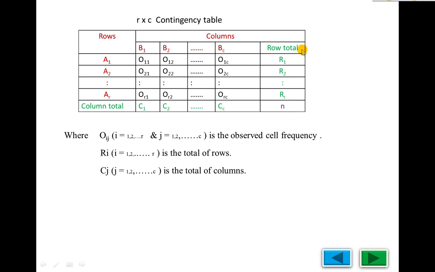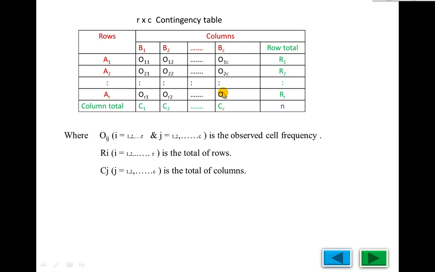And Ri: if I equals 1, this will be R1, if I equals 2, this will be R2, and so on up to RR. This is the total of rows. And Cj, J represents 1 to C: first column C1, C2, up to CC. The total number of observations is represented by N. So this table is called the contingency table, or in general an R into C contingency table, meaning rows into columns. There are two characteristics, A and B. These are the categories of B, and these are the categories of A.